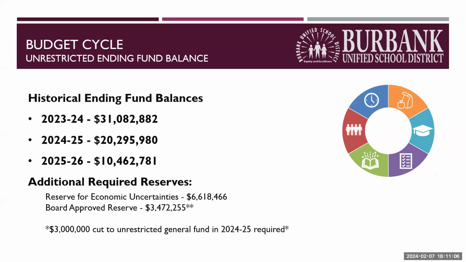The following year, we're projecting to spend another $10 million more than we'll be bringing in, and that's why you see over the next 3 years a projected reduction in our ending fund balance from $31 million down to $10 million. With that $10 million number in 2025-26, the majority of that is actually restricted by the state. They call it a reserve for economic uncertainties.